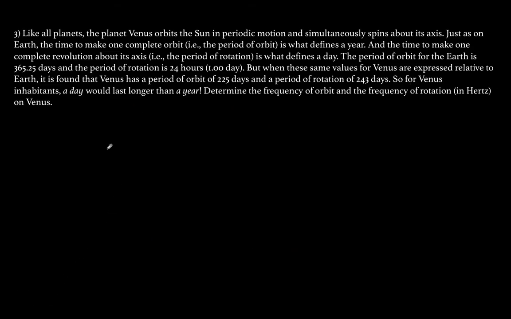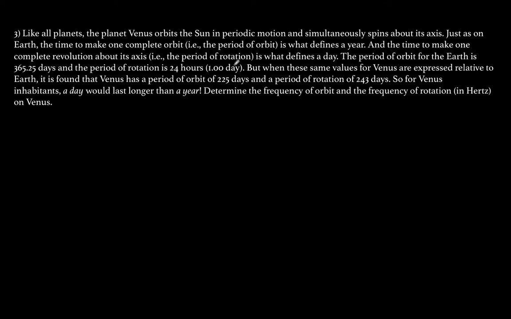Problem number 3 is our planet problem. It says, like all planets, the planet Venus orbits the sun in periodic motion and simultaneously spins about its axis. Just as on Earth, the time to take one complete orbit, the period of orbit, is what defines a year. It's how long it takes to go around. And the time to make one complete revolution around its axis, literally the planet spinning, is what defines a day.